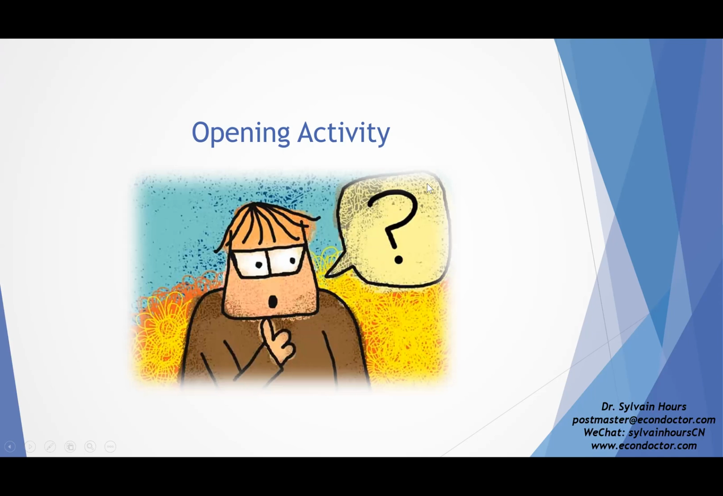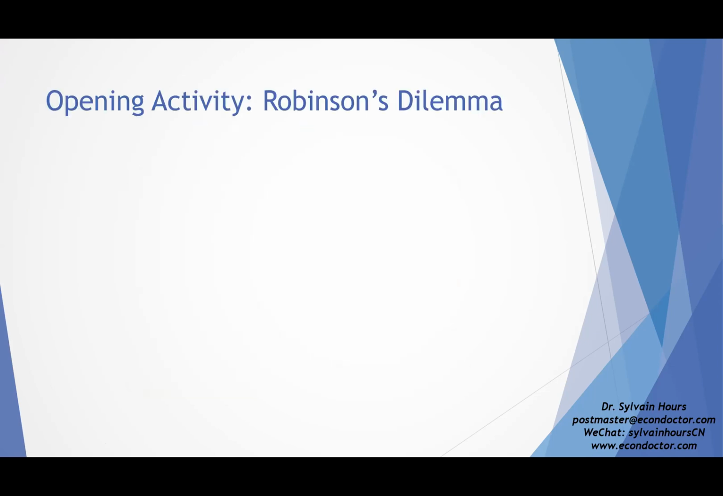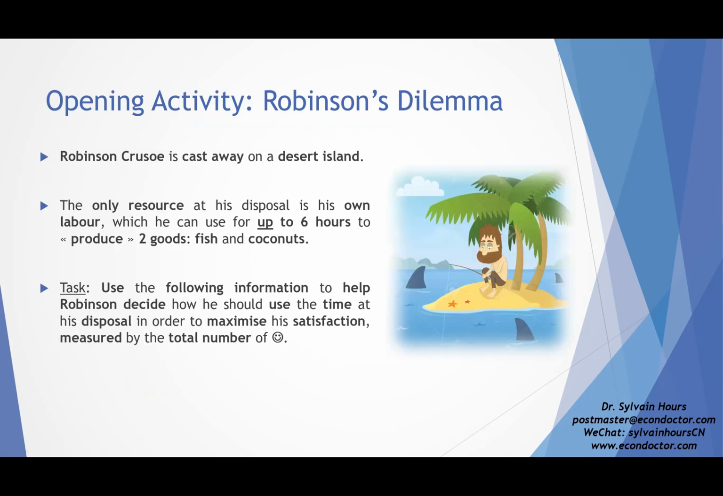So I usually start with this opening activity, especially because this is likely to be one of your first lessons with your A2 students. So you want to start with something a bit engaging. You don't want to start with dry definitions that can be a bit boring. So I designed this activity that I called Robinson's Dilemma. It's the story of this guy on a desert island. It's not very original, and he has a certain resource which is just his own labor for some time, and he has to choose what to do with it. So that's about resource allocation. We know that efficiency is about resource allocation, so that's a good example.